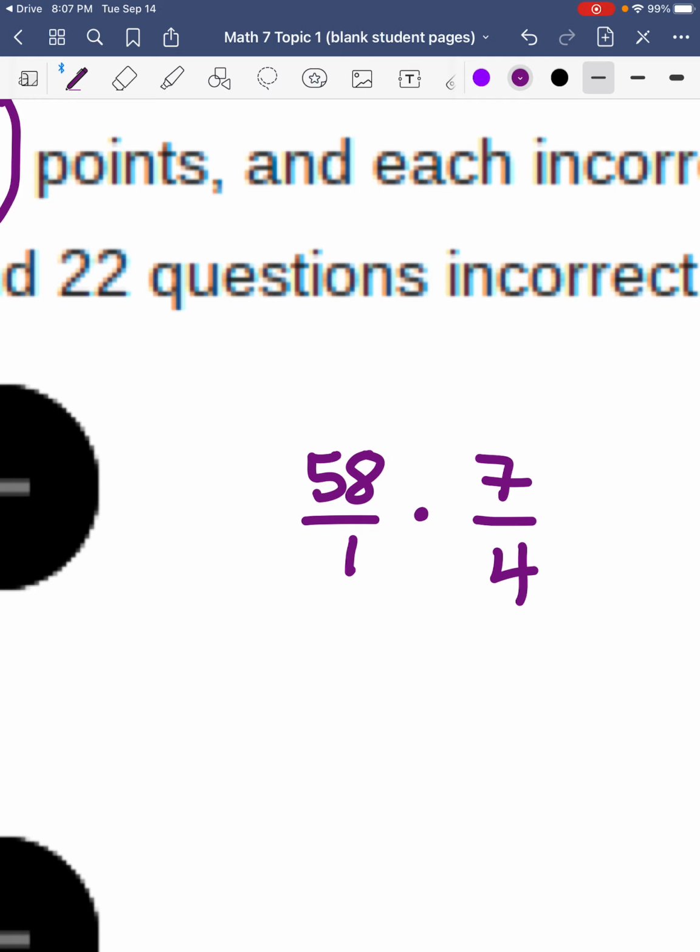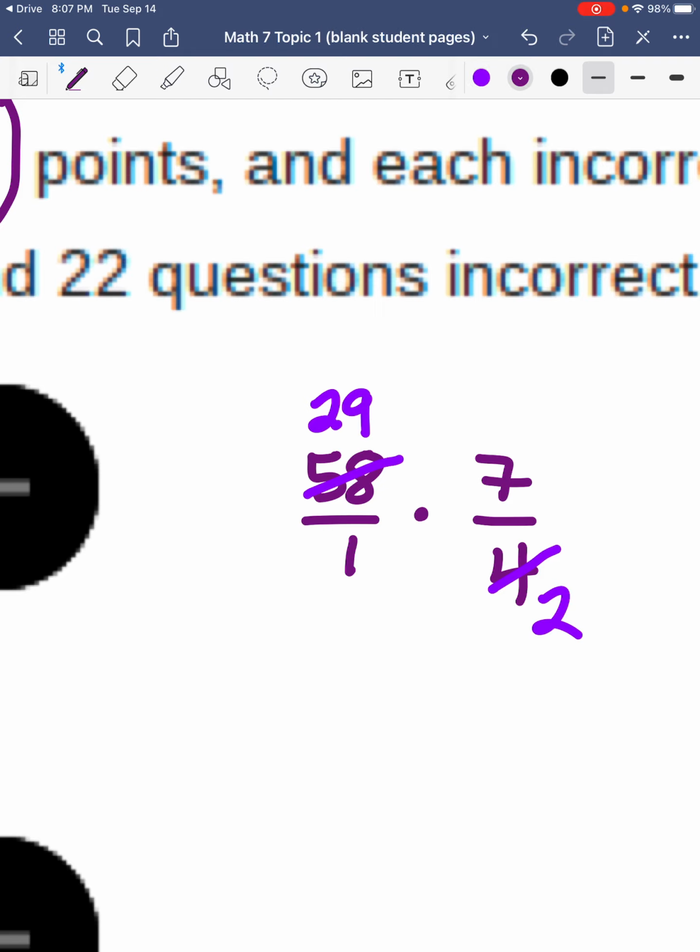And let's just go ahead and do that. Let's see if anything reduces. 1 and 7, nothing reduces. But 58 and 4. Well, those are both even numbers, so I know 2 will go into both of those. So let's try 2 first. 2 goes into 4 2 times. 2 goes into 58 29 times. And if you needed to do division, you could do that. Okay, so now I can't reduce any further, so I'm going to have to go ahead and multiply.